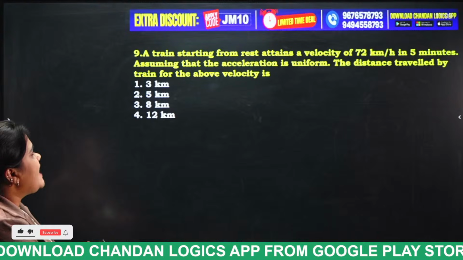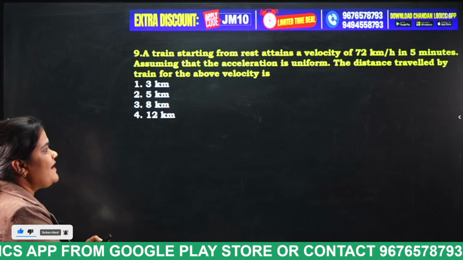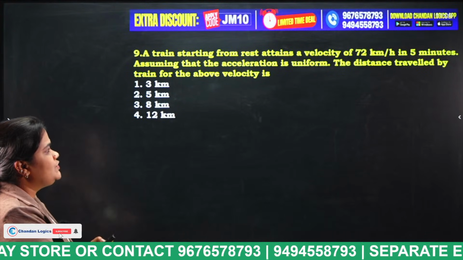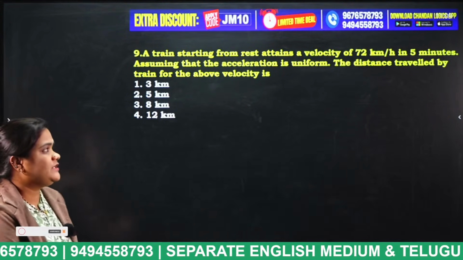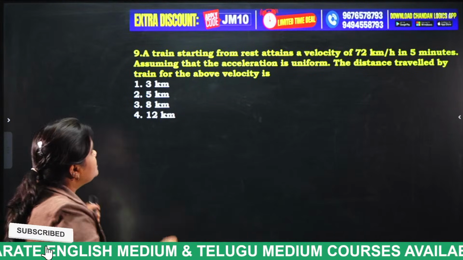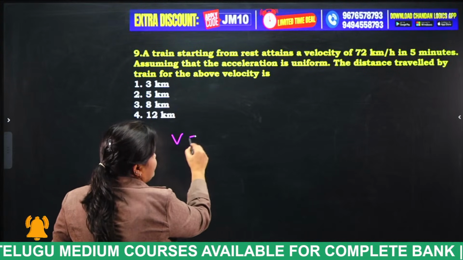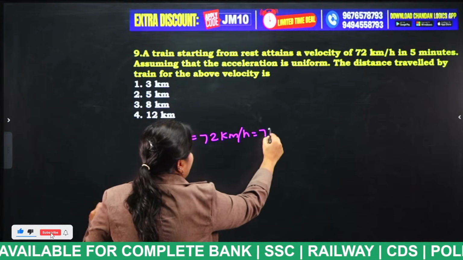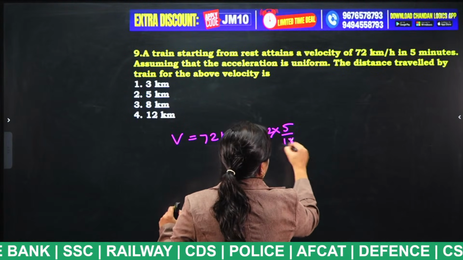A train starting from rest attains a velocity of 72 km per hour in 5 seconds. Assuming that the acceleration is uniform, the distance travelled by the train for the above velocity is. Now tell me students, what is the answer? Okay, so they have given the value of velocity. Velocity is equal to 72 kilometers per hour. That means 72 into 5 by 18. So what will you get, students?